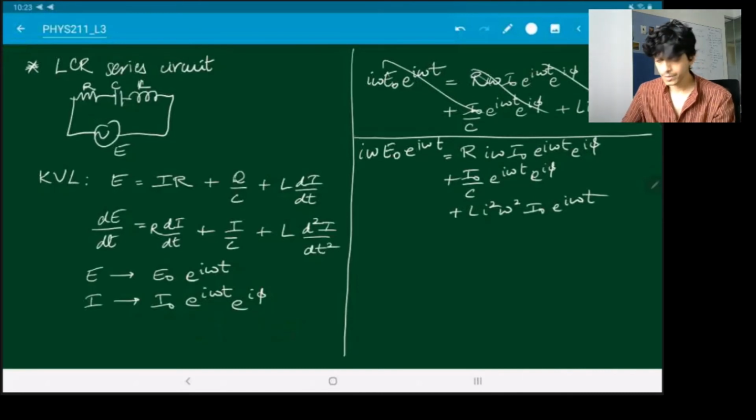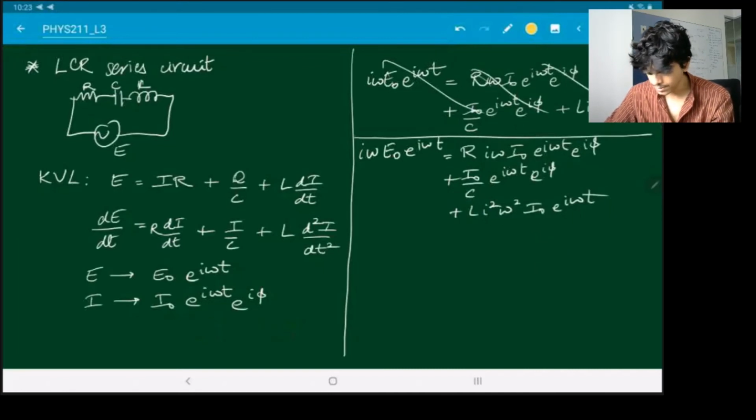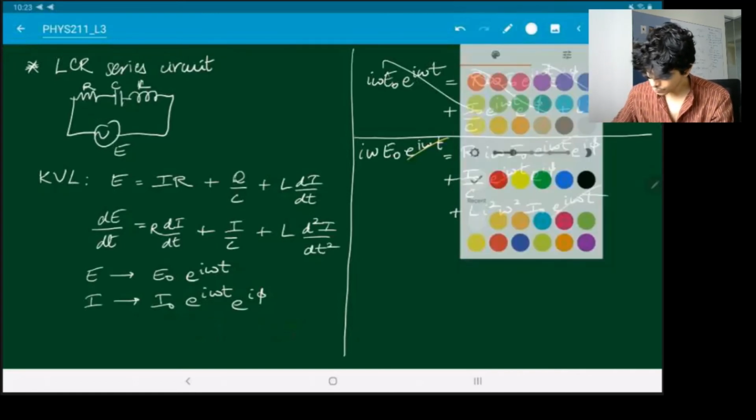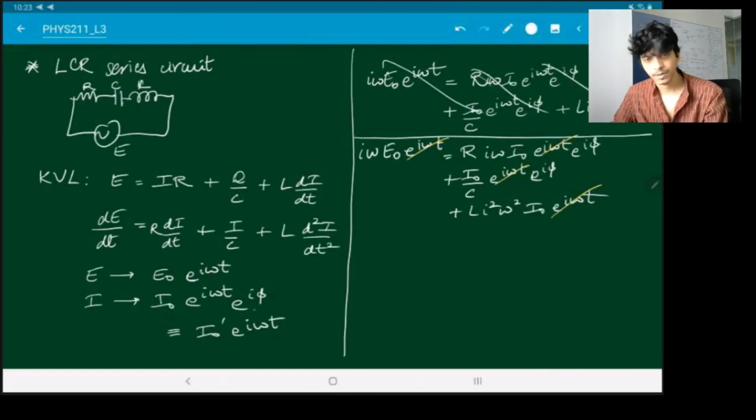Now I'm going to do a couple of things over here. Let's first get rid of all of these e to the power i omega t because they appear everywhere. Great. Now the next thing I'm going to do is I'm going to absorb this e to the power i phi inside the I0. So if you look over here on the left side, I'm going to write this as I0 prime e to the i omega t. So I0 prime is I0 e to the power i phi. It's not time dependent, so it doesn't change any of the dynamics.